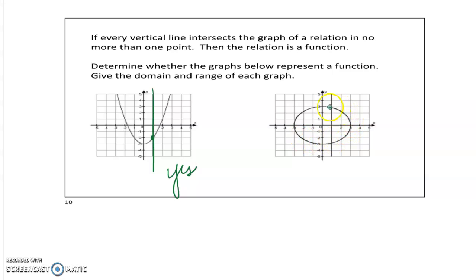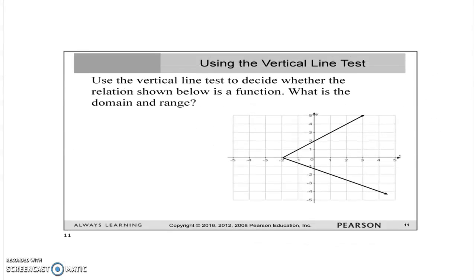Here is a circle. No circle is ever a function, because if I drew it right here, it touches it here and here. So my x value is 3 and negative 3, and my y value here is 1, and you can see x repeats itself. So no, this is not a function. So it's really easy. You can just draw a vertical line anywhere and see if it hits that graph twice. If it does, then it's not a function.